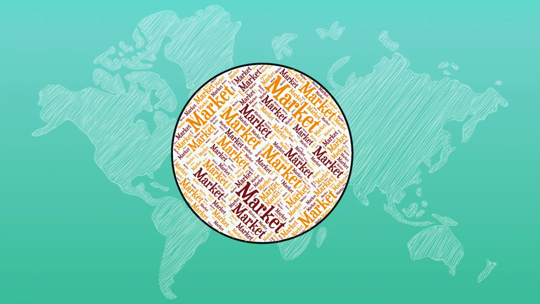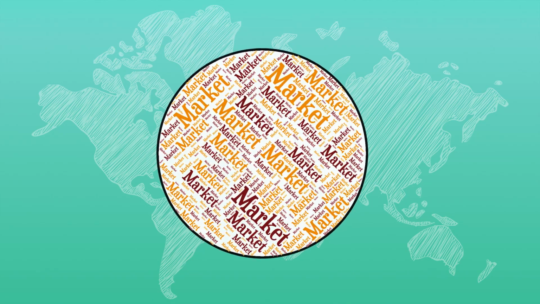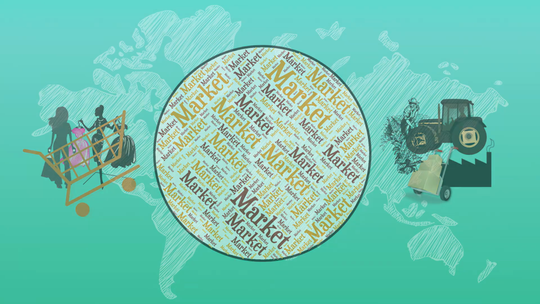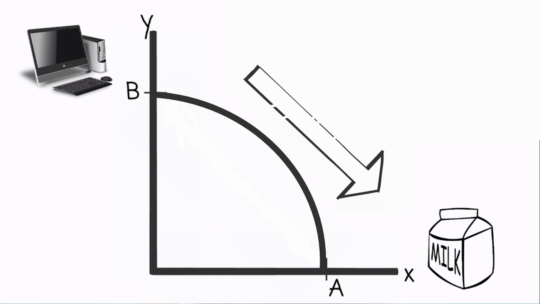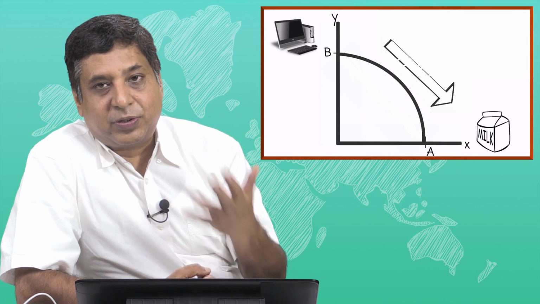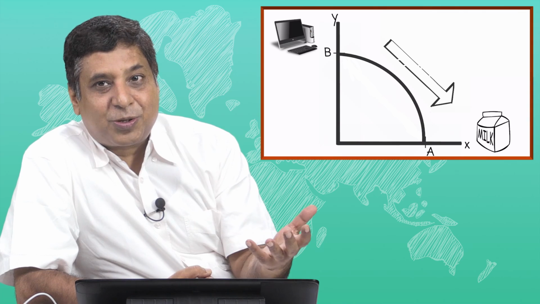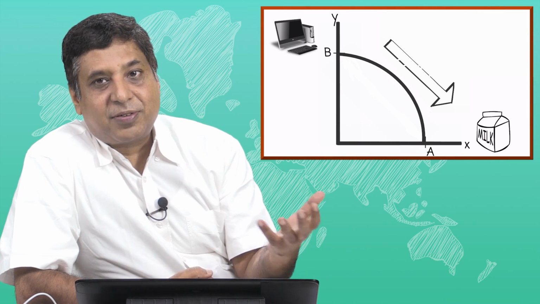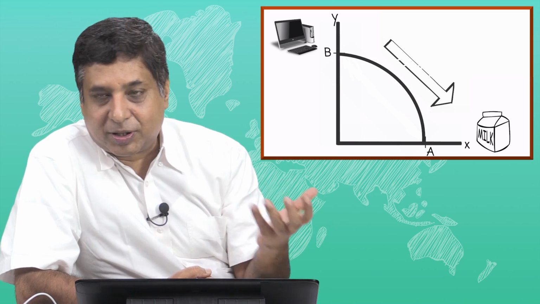But how will the society decide? Well, the market will decide. Actually, consumers and producers will together decide using the market. There are a couple of interesting points to note though. First, as you go down the PPF, you get more milk, but at the cost of fewer computers. So the cost of more milk is fewer computers. This is a very important concept in economics.